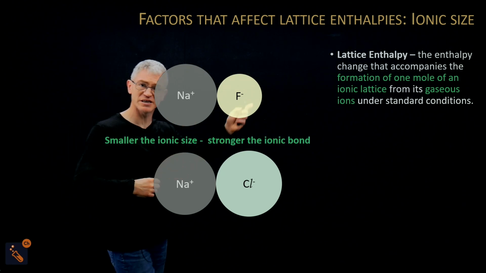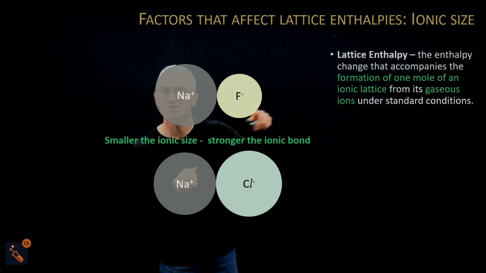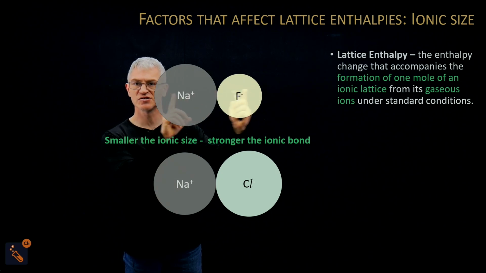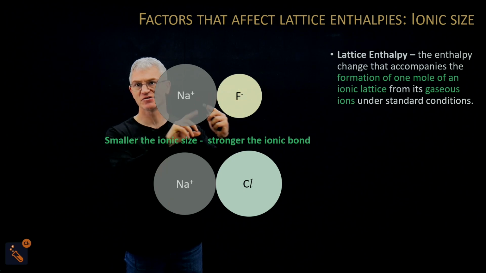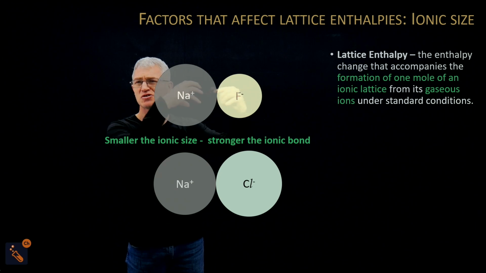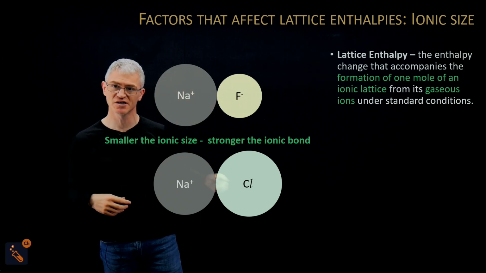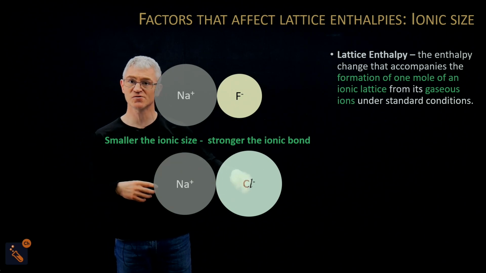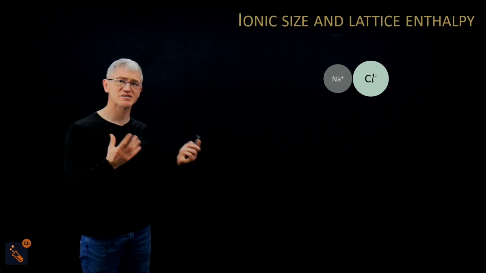The smaller the ionic size, look, my face can go inside sodium. So the smaller the ionic size, the closer the two ions can get to each other. If they can get closer to each other, the charges on the ions can get close to each other, so there is stronger attraction. So this is going to have a stronger ionic bond than that, because the fluoride is a smaller ionic size than the chloride. Let's move that to the side and see how this actually affects things.